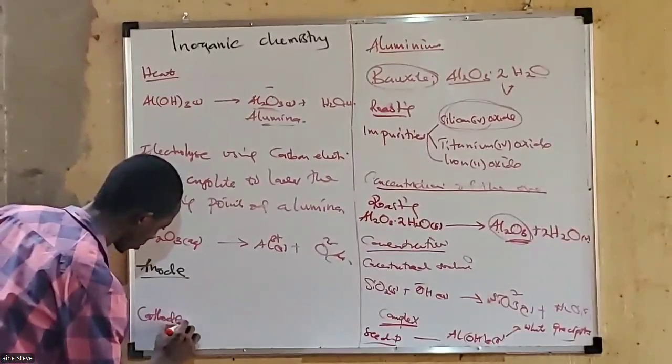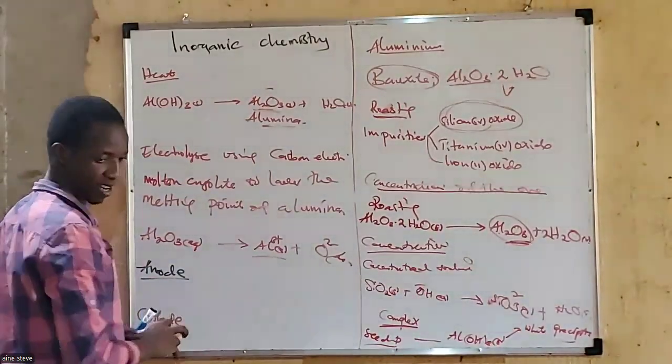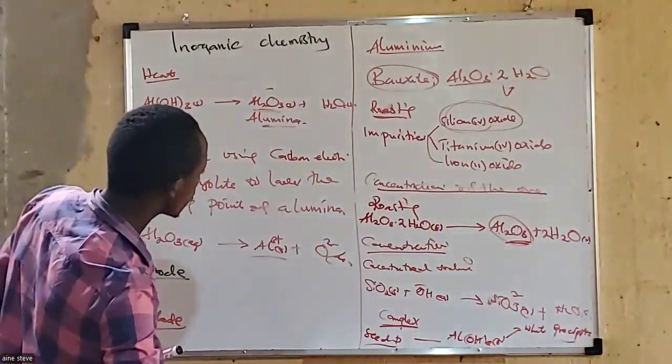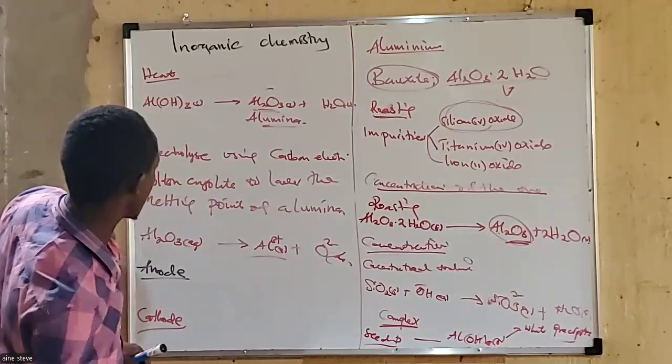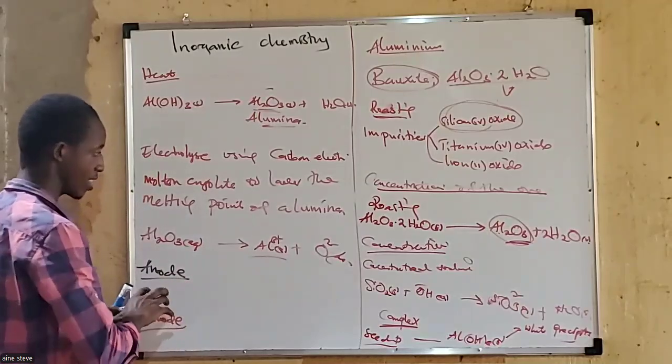So what we are interested in is the extraction of aluminium. Therefore, we pick aluminium ions. These are going to move to the cathode where they are discharged. Okay, it undergoes what we call reduction.